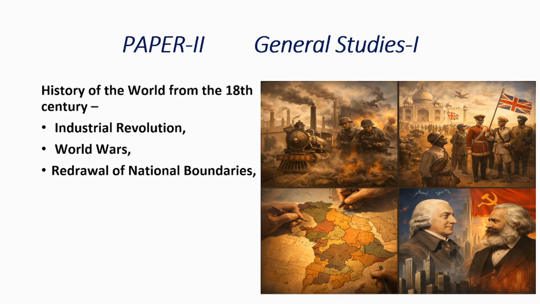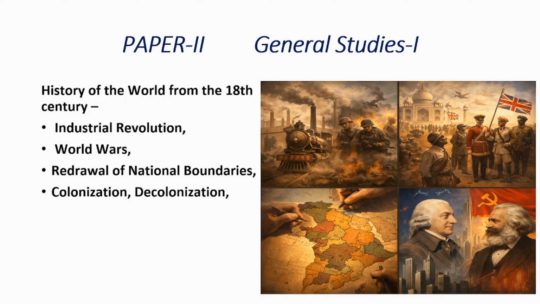They have redrawn the national boundaries among themselves. Like the European countries, new countries came into picture. France, Germany, etc. These are countries which were not existing. Kings were ruling. Now many things happened like French Revolution, etc. Now a clear country called France came. Germany came. Italy came. So this redrawal of national boundaries occurred throughout the world. You are supposed to know about it.